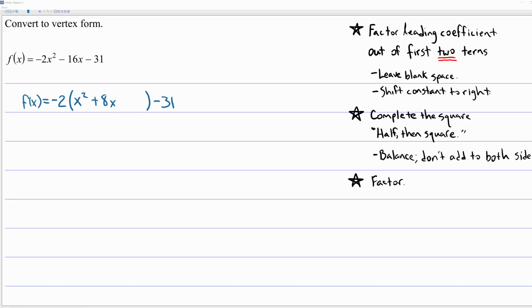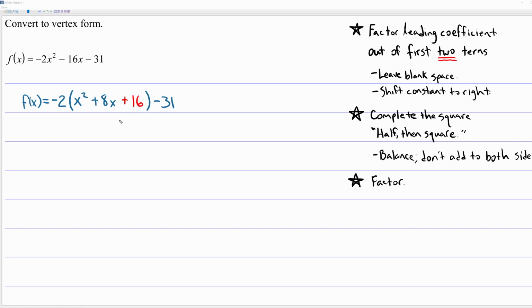Step 2 says complete the square. The linear term is 8x, half of 8 is 4, and 4 squared is 16. Now, this is not really a 16. I know it looks like a 16. There's a 1, there's a 6. That's a 16, obviously. Not really, though.